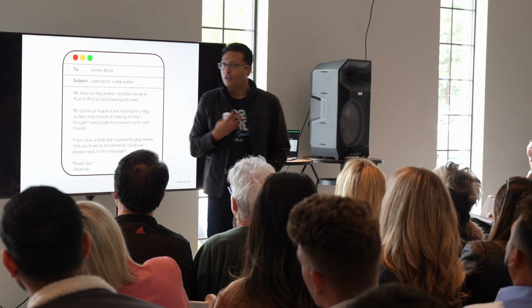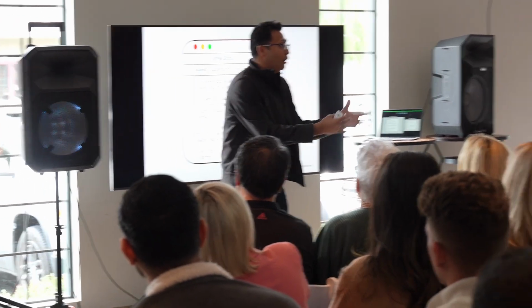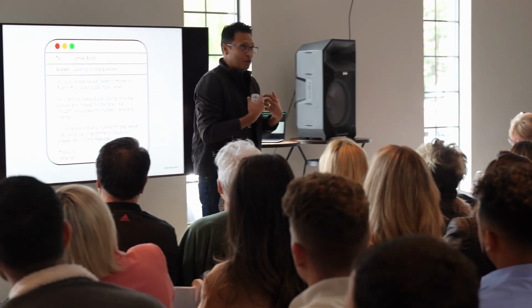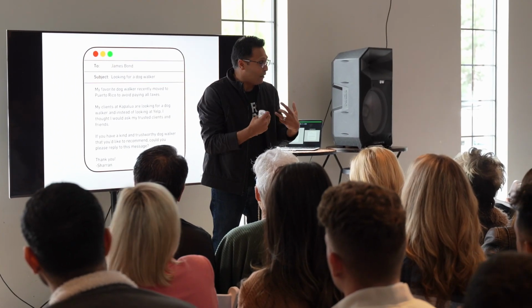Now they're like, oh my gosh, they're self-identifying. What am I doing? This is called labeling. You are my trusted clients and friends. Oh my gosh, Sharran thinks I'm a trusted client and friend. Right? This is how this works.